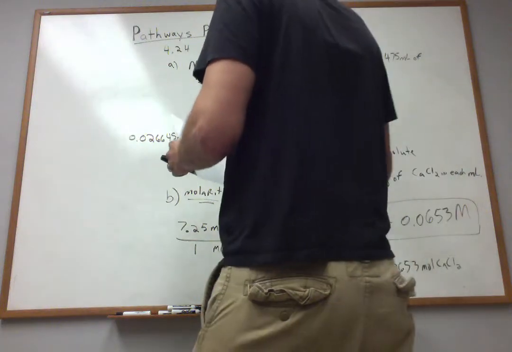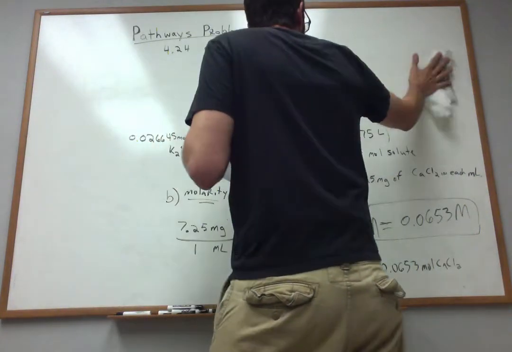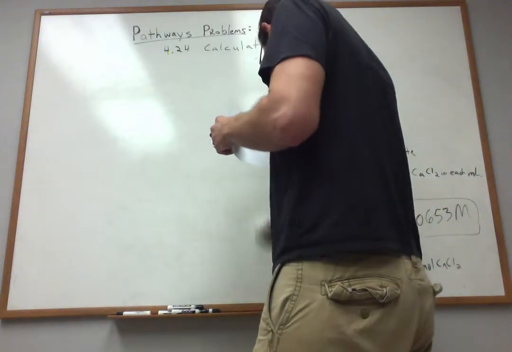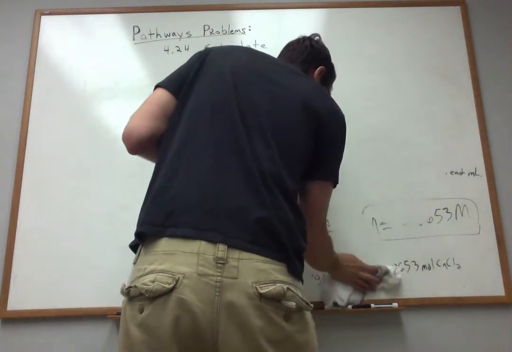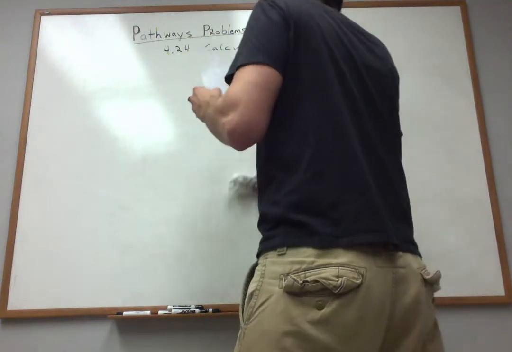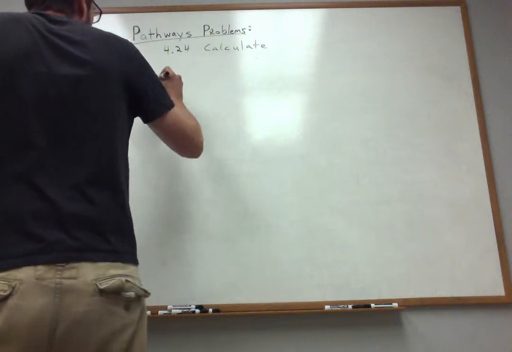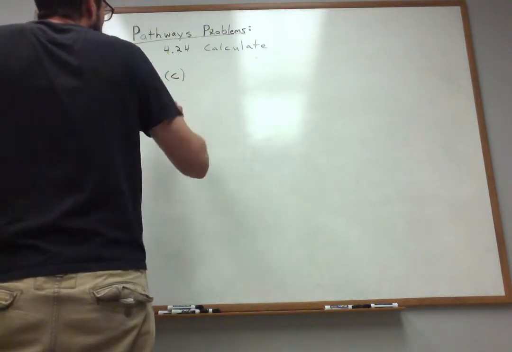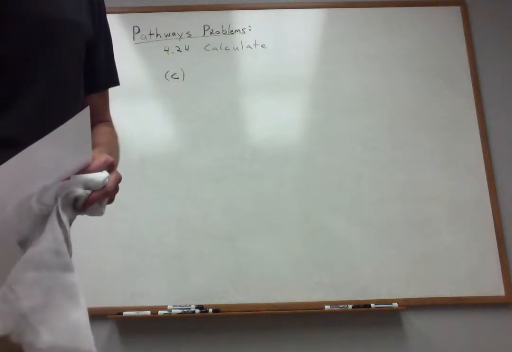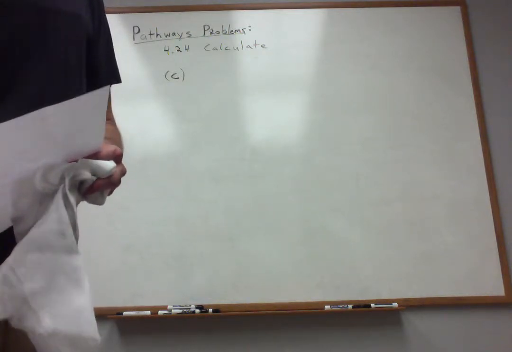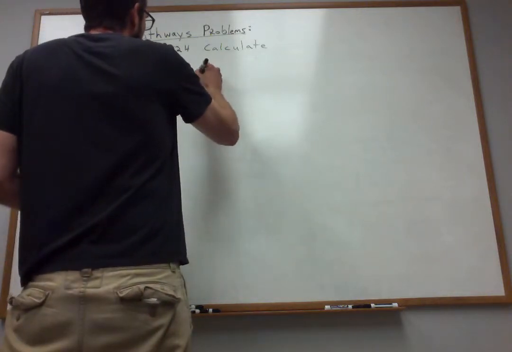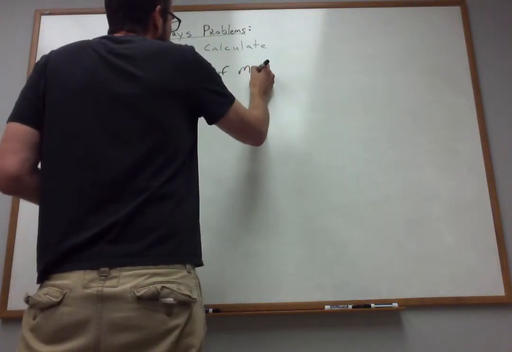There's one more. There's a part C here. Let's look at that. Part C. Let me go back to the textbook here and see what this one reads. Oh wow, this is a fun one. Look at this. It's the number of magnesium 2+ ions. Oh, goodness.